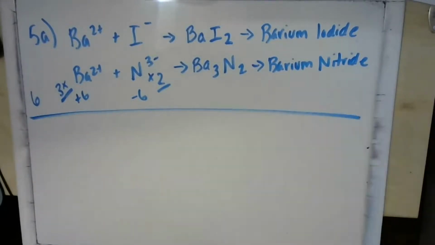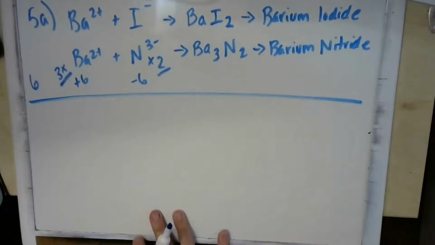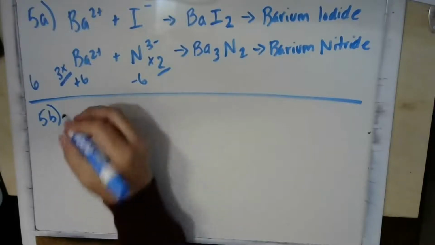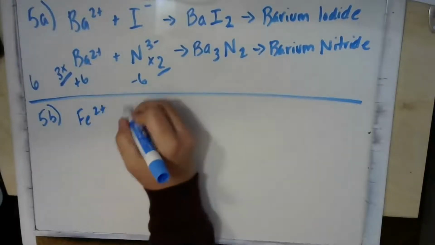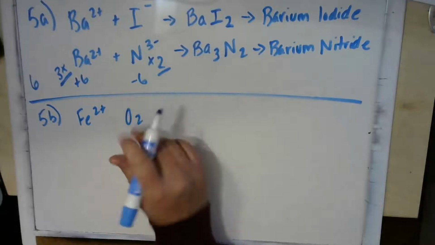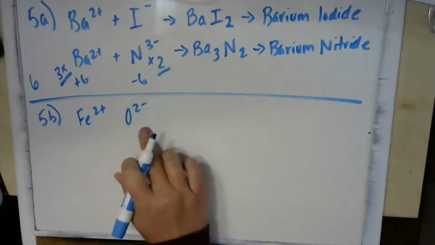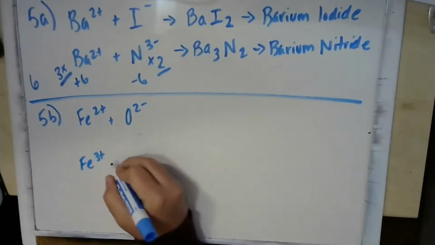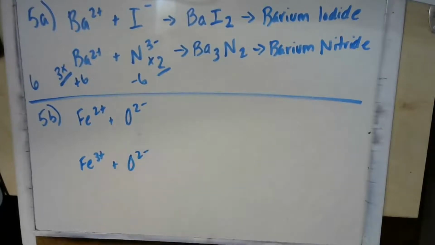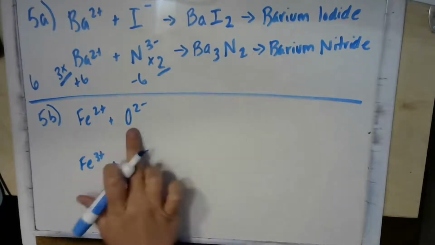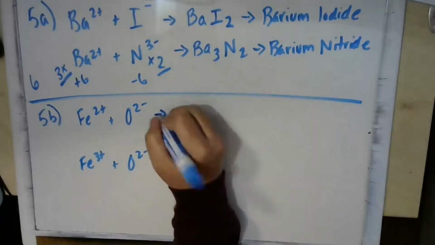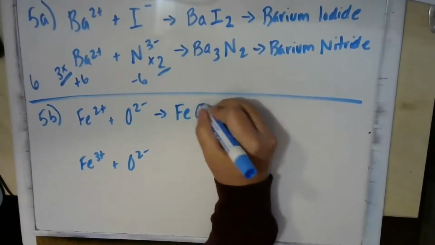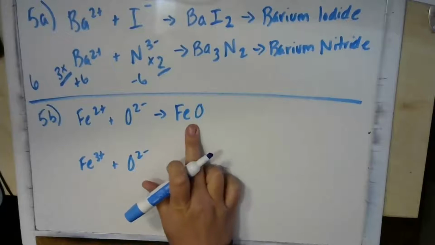Okay, easy enough. Now we're going to look at 5B, and we run into a bit of an issue. Not with making the formulas, we can do that. We have Fe2 plus and O2 minus. Then we have Fe3 plus and O2 minus. Okay, so if these two things are going to combine, the +2 charge and the -2 charge will balance each other out. So I only need one of each to get a charge neutral compound.